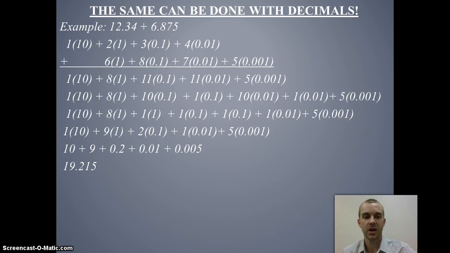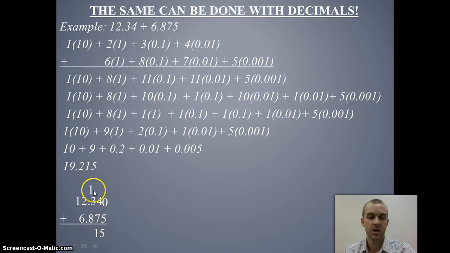I can do the common algorithm as well. When I line up, oftentimes if I'm missing a place value, I will put a 0 there to help me remember where the place value is. And often you'll tell students to line it up by the decimal. So 0 plus 5 is 5, 4 plus 7 is 11, drop the 1, carry the 1, 12, I drop the 2 and the decimal, carry the 1, 9, and 1.